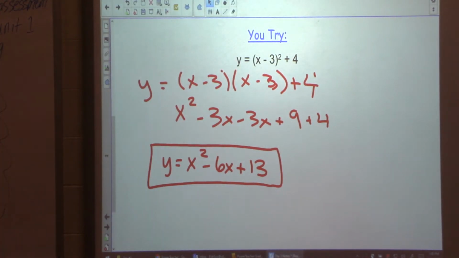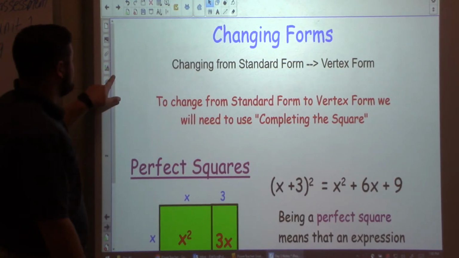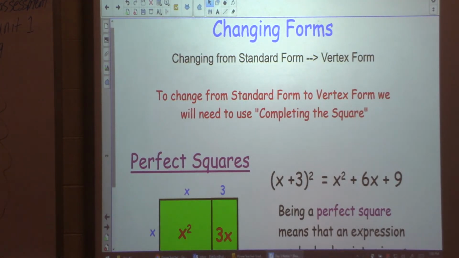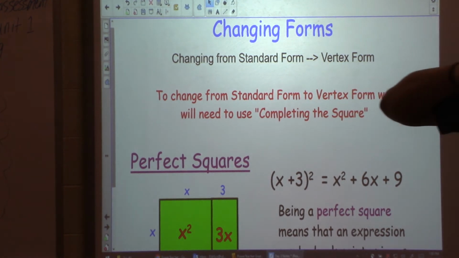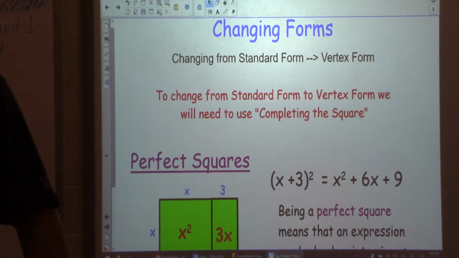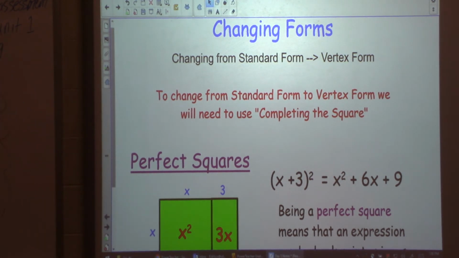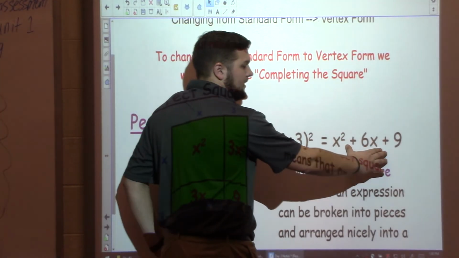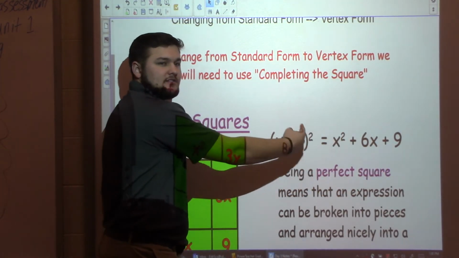Okay, are we good at this? All right, let's keep moving then. Good, thank you, Renee. So that was changing from vertex to standard. To go the other way, standard to vertex, we're going to do something called completing the square. Have any of you heard that before?